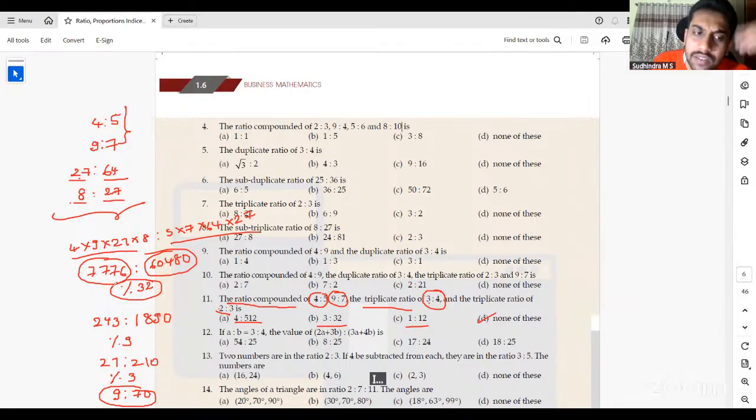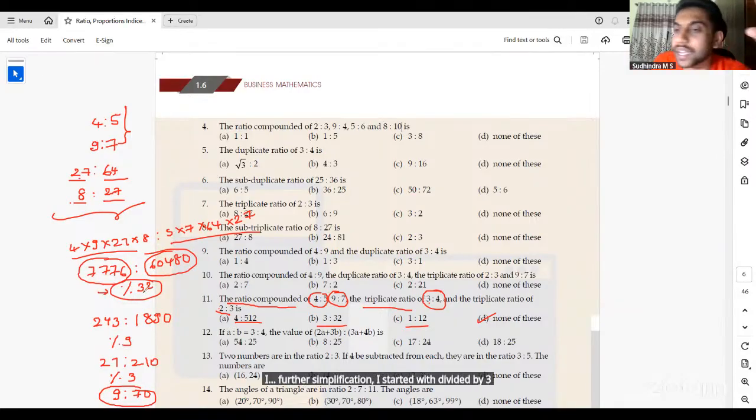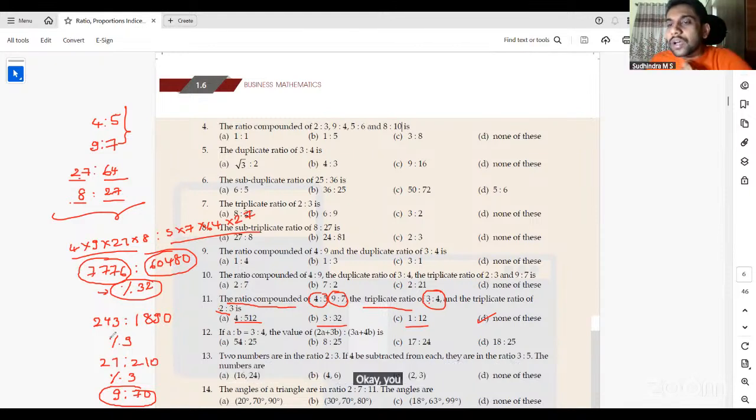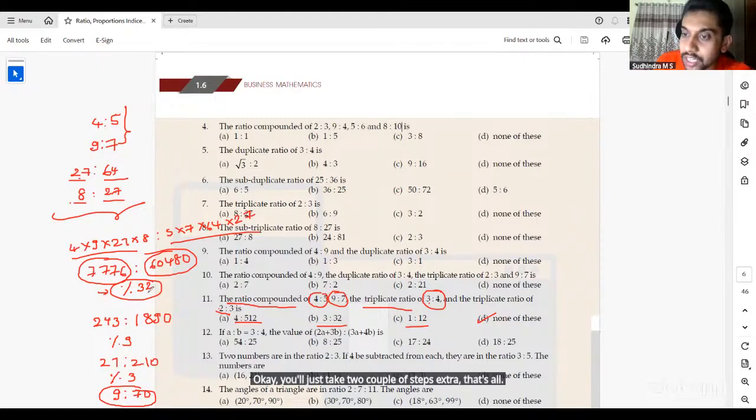Further simplification, I started with dividing by 32. If you are not getting it, you can go with 2, you can go with 3, any of these. You will just take a couple of steps extra, that's all. Divided by 32, you get 243 is to 1890. Then again I divided by 9, 27 is to 210. Again I divided by 3.